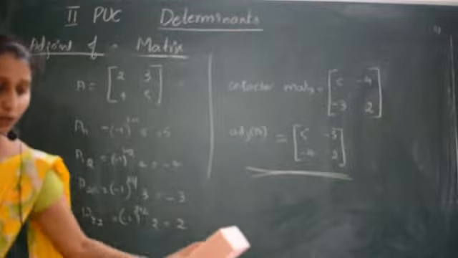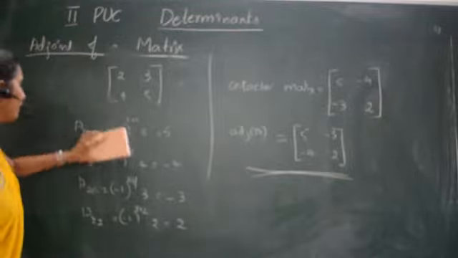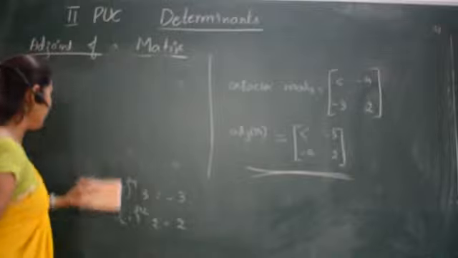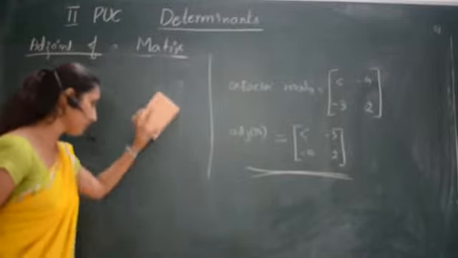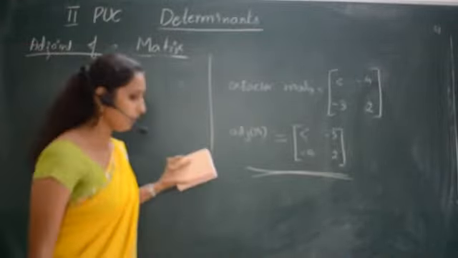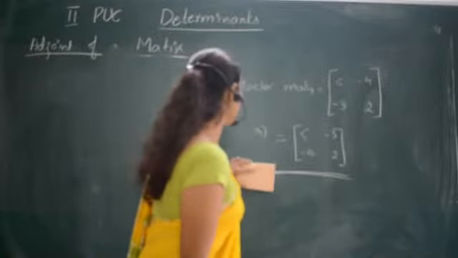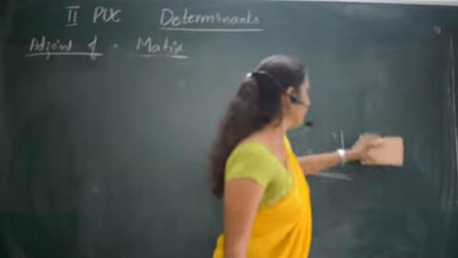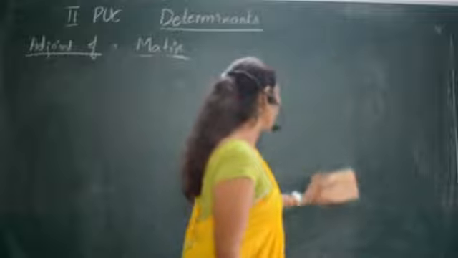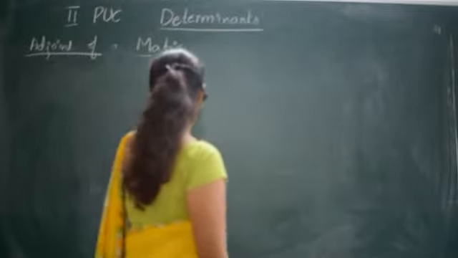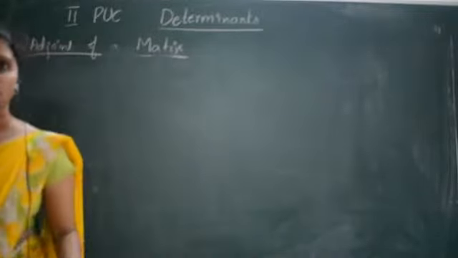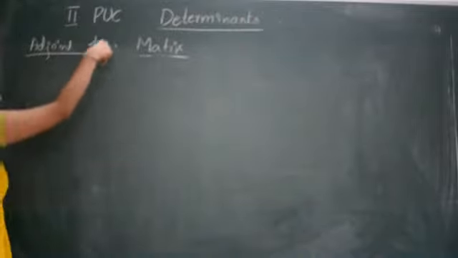Similarly, we can find the adjoint of a 3 by 3 matrix also. First we have to find the cofactor. You know how to find the cofactor: to find the cofactor, we have to calculate the minor. After finding the minor, we can find the cofactor of the matrix. So this is about the adjoint of a matrix.